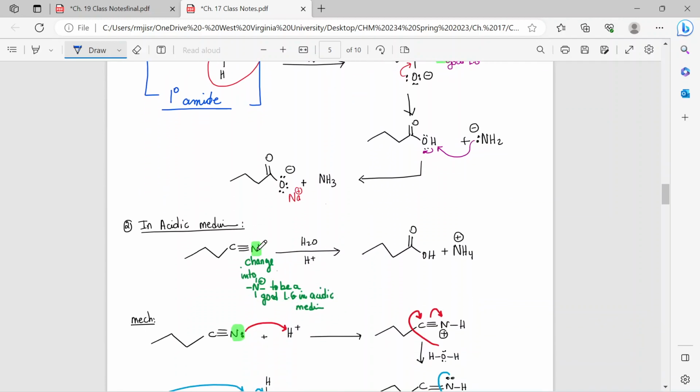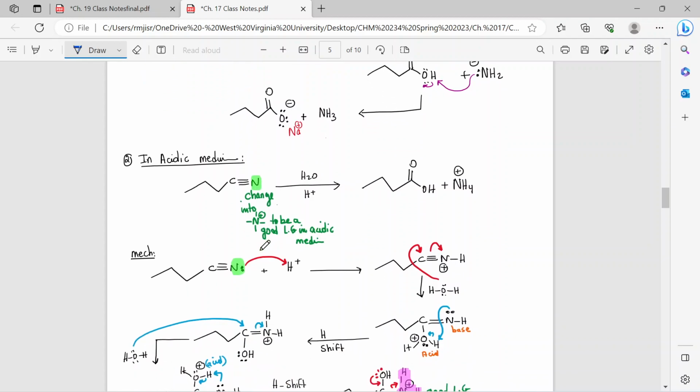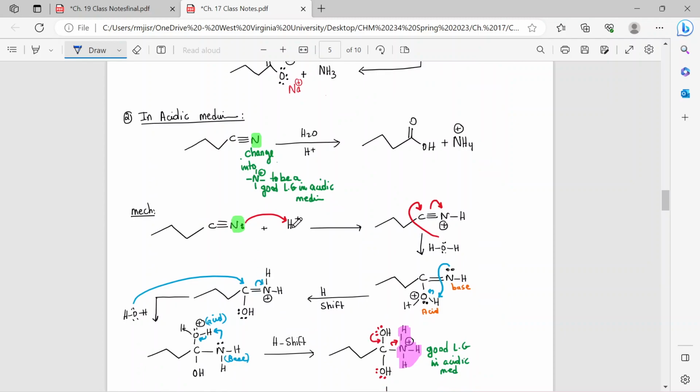In acidic medium, I'm going to change the nitrogen into a positive charge. So we're going to keep introducing hydrogens to it in the same way. But the difference here is that I'm doing an acidic medium rather than a basic medium. So my first step, the water cannot attack because this is a weak nucleophile. So it's not going to attack this partial positive carbon. What's going to happen is that I'm going to end up having a protonation in the first step. So I'm going to end up having a base acid reaction.